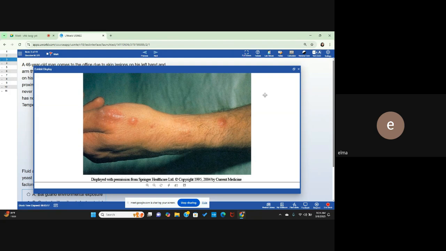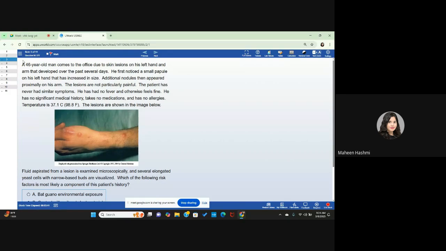Ascending lymphangitis, ascending. So from the hand, moving proximal to the arm. Okay. So we see that there are some bumpy lesions, and he's having a skin reaction on this part of the wrist. We can see that. So now we can see the vignette, what's happening.